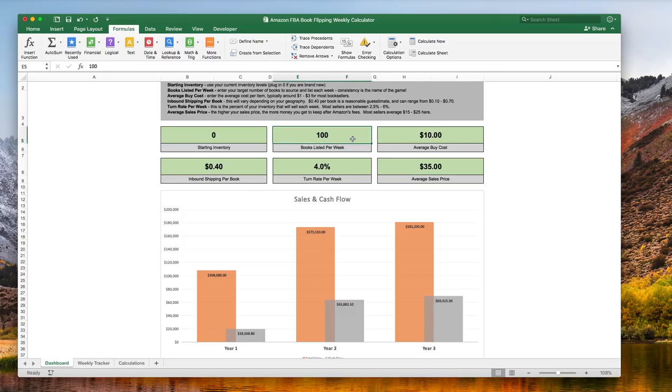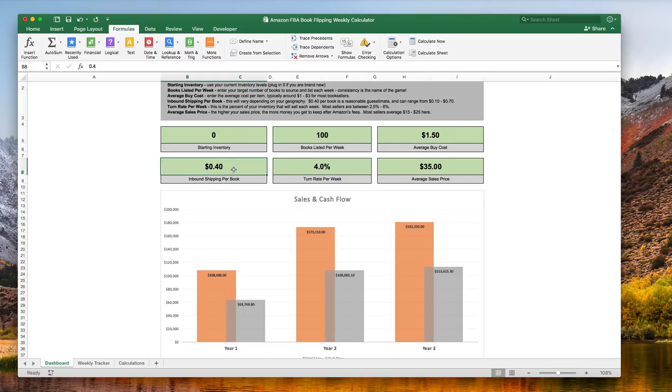Again, we've challenged people, and we're in the middle of a 100-book weekly challenge, and we've got Matthew and John. If you want to follow along with their stories, you can see those on my channel as well. And 100 books is their target. Their average buy cost is somewhere between $1 and $2. We can plug in $1.50.